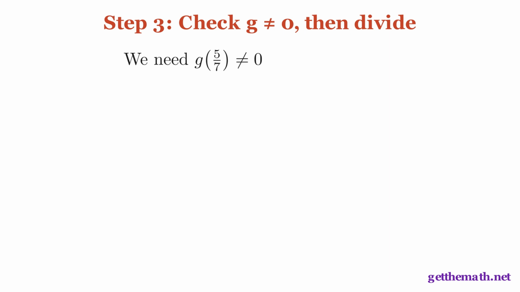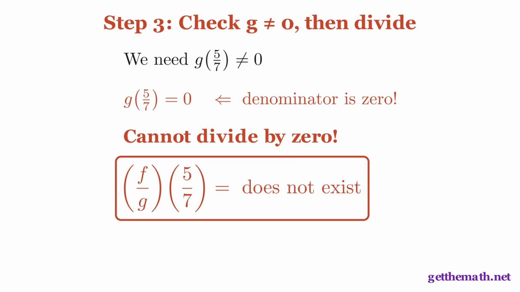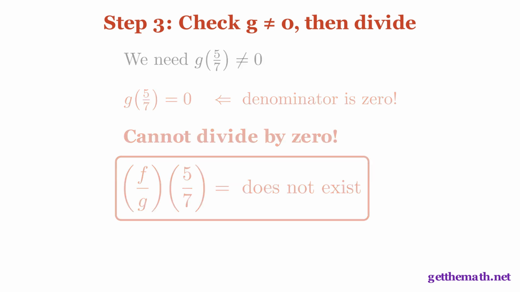Step 3. Check g is not 0, then divide. We need g of 5/7 to not equal 0. But g of 5/7 equals 0. We cannot divide by 0. Therefore, f divided by g of 5/7 does not exist.